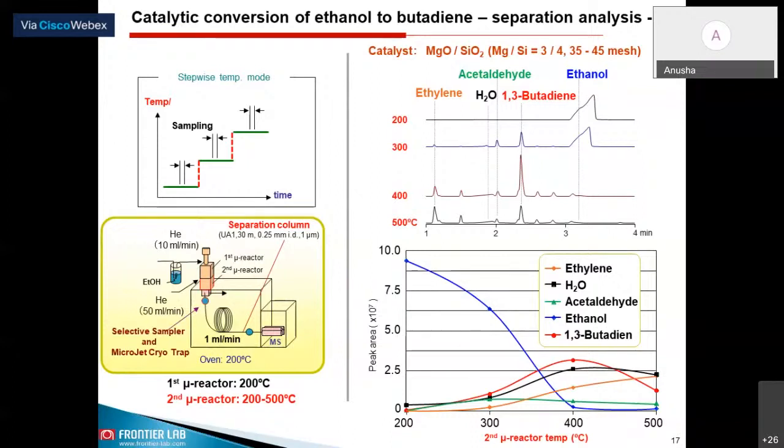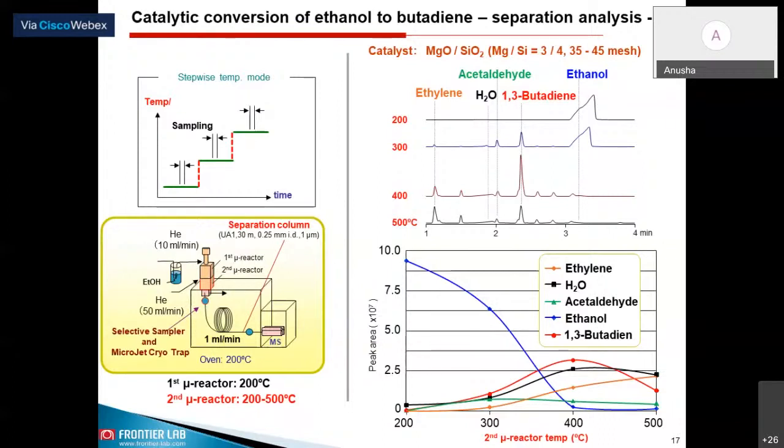In parallel with water, butadiene is also increased. Butadiene is the red line. You can see the red curve. At the bottom you can see different colors, but in the side chart we have mentioned which product each color represents. Red means butadiene and blue means ethanol. Butadiene yield was maximized at 400 degrees of catalyst reaction temperature. At 500, butadiene yield decreased and ethylene yield maximized.